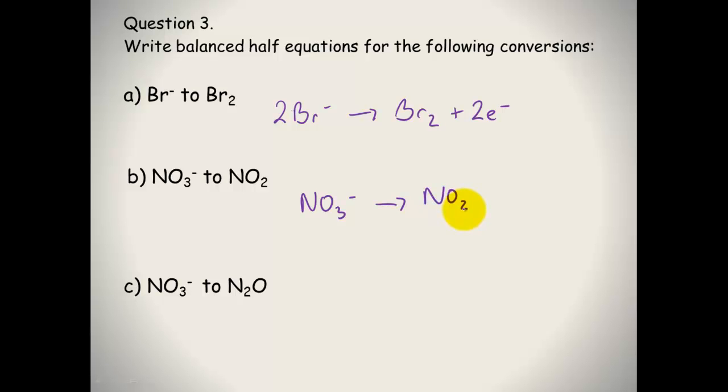First thing I need to do is balance the nitrogens. Nitrogens are balanced, there's 1 on both sides. Oxygens need to be balanced. I've got 3 on this side, I've got 2 on this side, so I need to add a water.